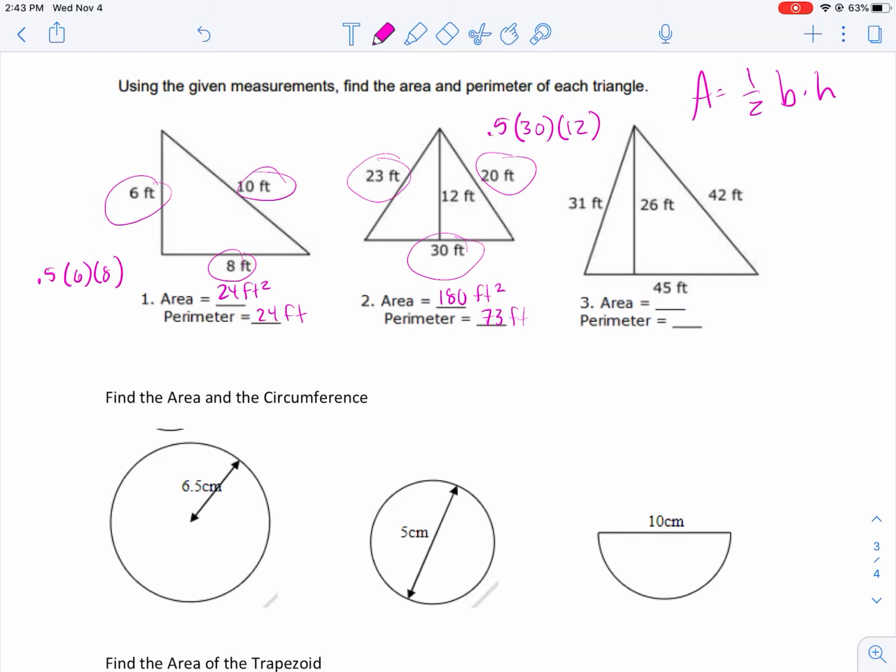Keep going. All right, so here it's going to be 0.5 times 45 times 26. And so we get 585 feet squared. And again, our perimeter, I just add those up. I get 118 feet.